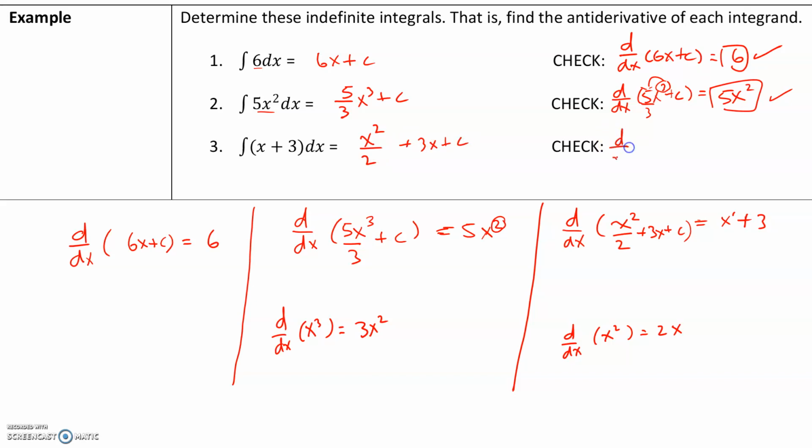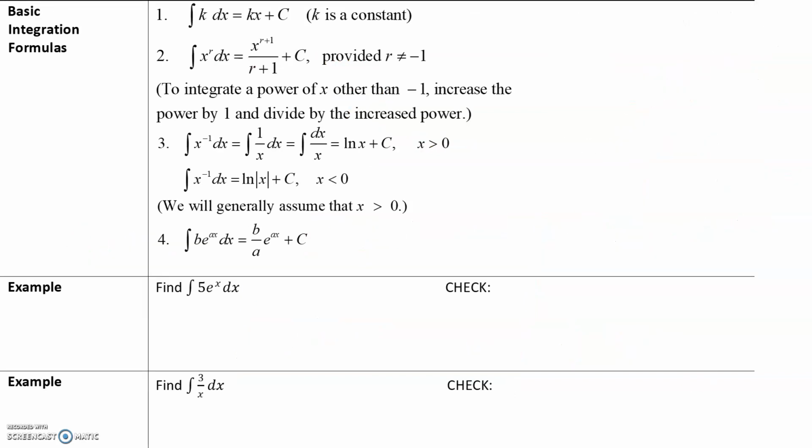Now let's check this. Let's take the derivative of x squared over 2 plus 3x plus c. For the first one, derivative of x squared over 2, the 2 is going to come to the front, becomes 2x to the first power because we drop a degree, over 2. Derivative of 3x is going to be 3, and then c is a constant, so that's going to go to 0. 2 over 2 is 1, so this does give us x plus 3. But again, doing it this way is time consuming. You have to do some trial and error, you got to do a lot of thinking. So instead, here are some formulas.